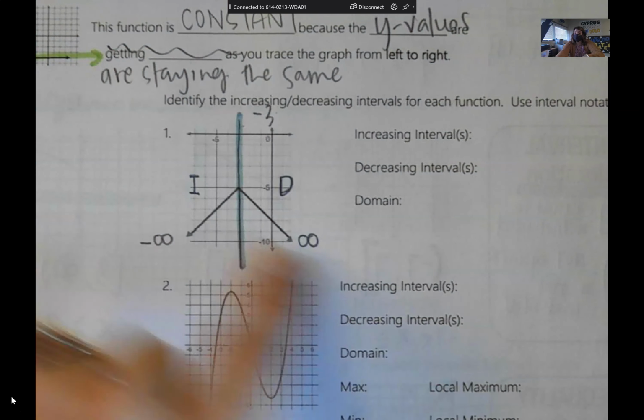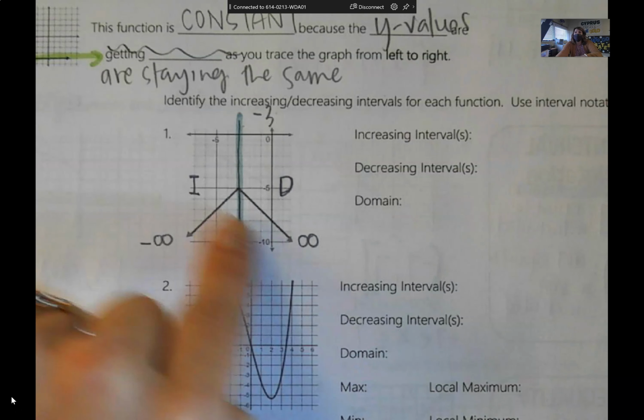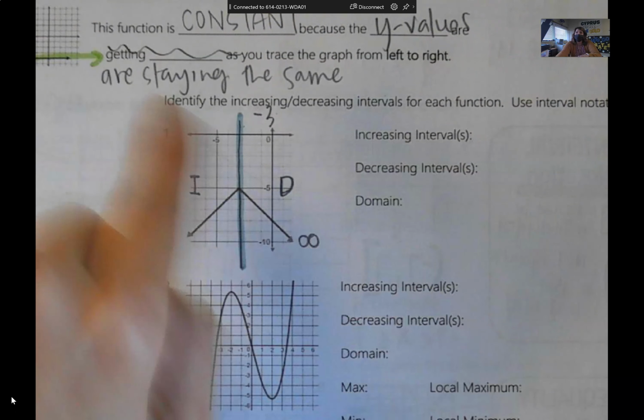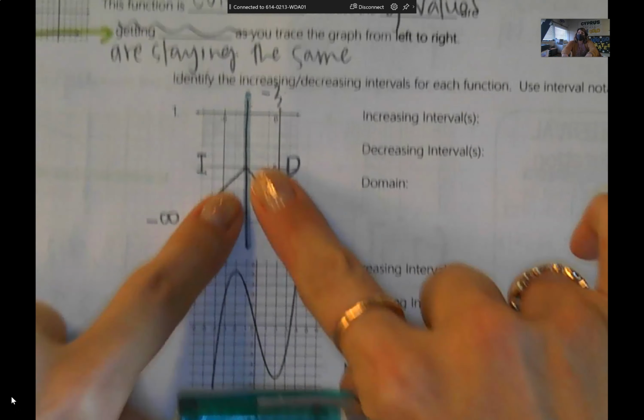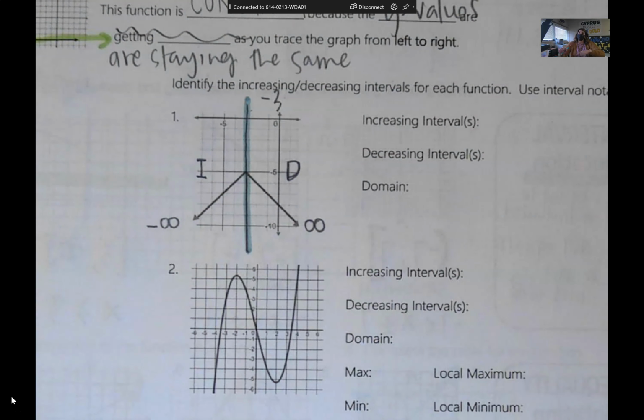So even though he's pointing down in the right-hand direction, that means eventually, in terms of x, he's going to hit positive infinity, because remember, those just go on forever and ever and ever.